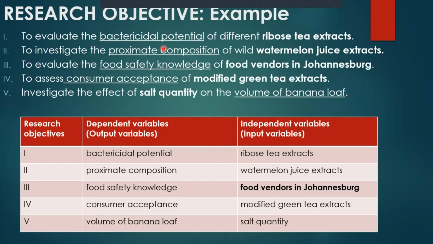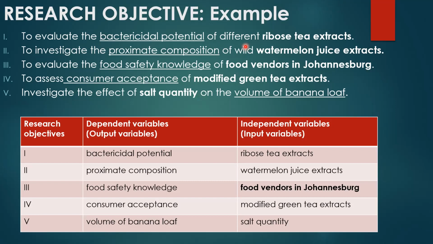So how do I identify my dependent and independent variable? You see, what am I evaluating? The bactericidal potential. So it means I'm going to collect data on the bactericidal potential after my experiment, because that's what I'm evaluating. So what am I going to take into the experiment? I'm going to take ribose T extracts and bacteria and mix them together. Then I'll see how the bacteria will die, and I'm going to measure bacteria death. So my dependent variable will become the bactericidal potential, so bacteria death.